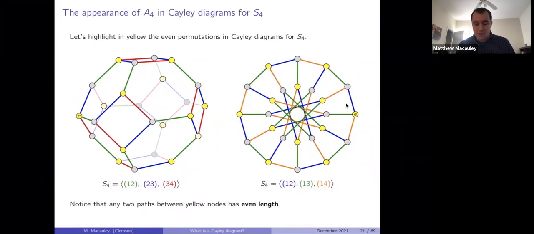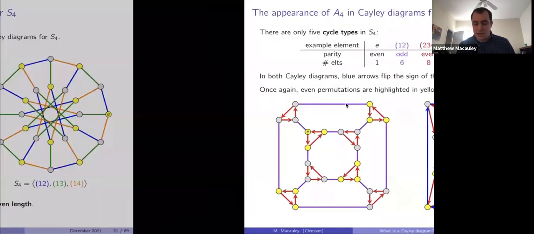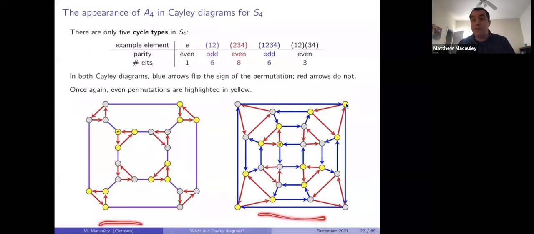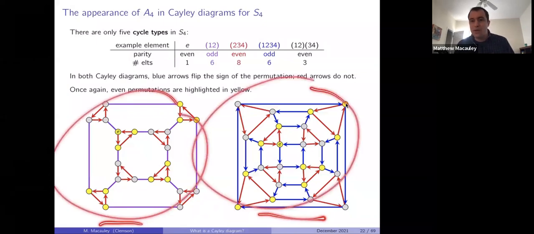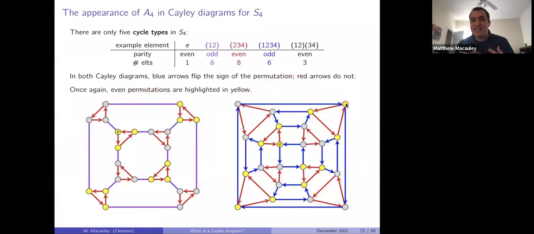This is the appearance of A4 and S4. And these are not the only two that I do. I also do these. Here, I don't tell them what the generating sets are. They have to figure this out, and they have to label these nodes with permutations. So this is not a standard thing to do in an algebra course, but I think it's so much more helpful than just giving them a list of permutations to compute.